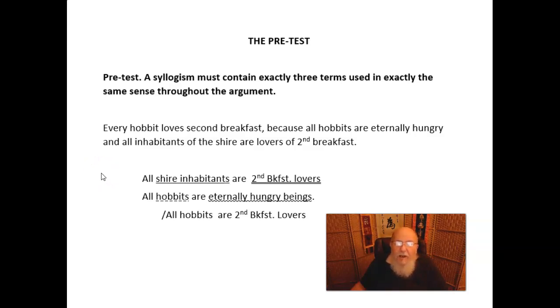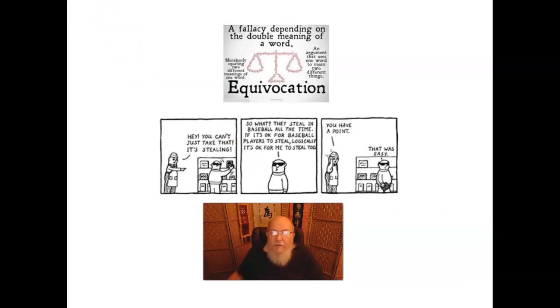So, consider. Every hobbit loves second breakfast because all hobbits are eternally hungry, and all inhabitants of the Shire are lovers of second breakfast. Now, we put this into standard form, and it becomes: all Shire inhabitants are second breakfast lovers, all hobbits are eternally hungry beings, therefore, all hobbits are second breakfast lovers. And as you note, it has 4 terms. But a standard form categorical syllogism can only have 3 terms, so this is not a syllogism, and it gets rejected by the pretest.